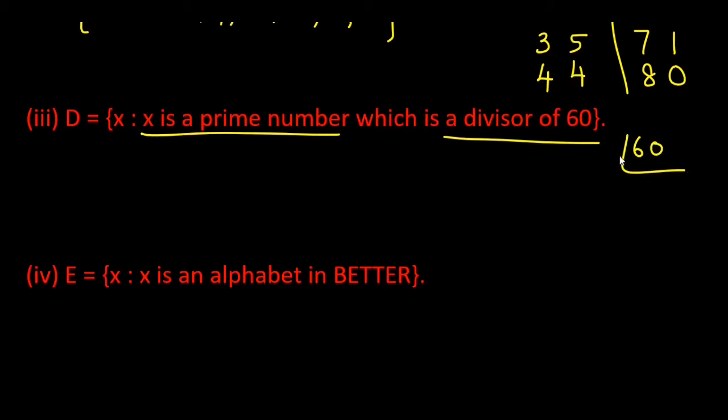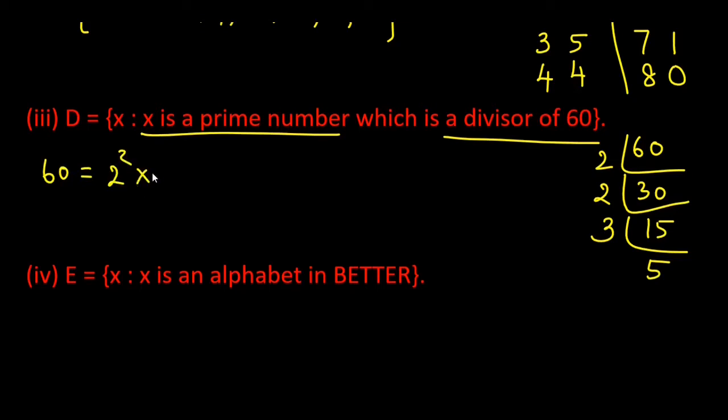60 is divisible by 2. So we get 30 when divided by 2. Again 30 is also divisible by 2. We get 15. 15 is not divisible by 2, but 15 is divisible by 3. We get 5 here. 5 is a prime number. We stop here. So 60 is equal to 2 square into 3 into 5.